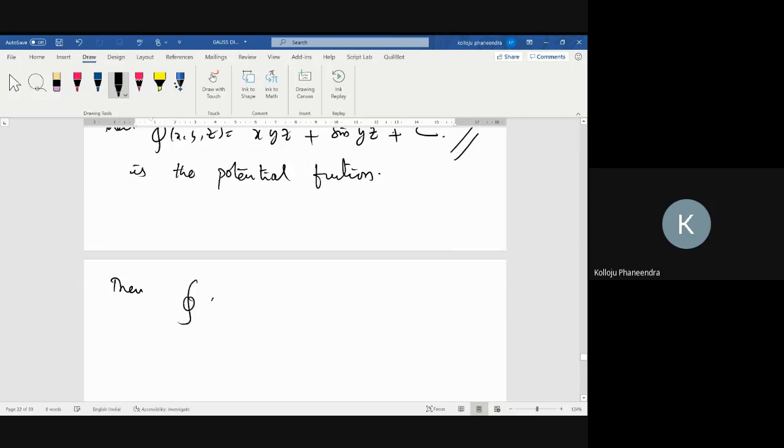Then the integral of F bar · dr bar over C, as I have already proved, is φ at B minus φ at A. Hence, to evaluate the integral, φ is given as x²yz² + sin yz + c, at what point B.